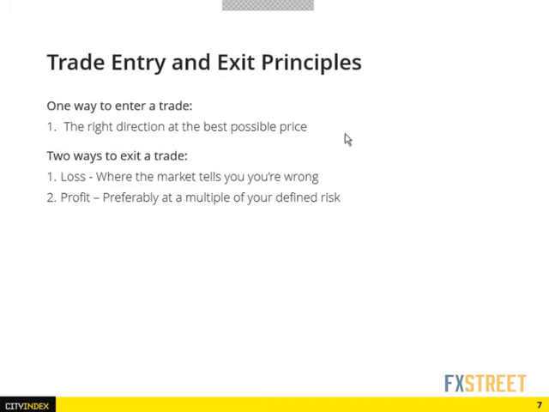Okay, two ways to exit a trade. One way is at a loss. You have to be able to accept your losses, and that's where the market's telling you you're wrong. So let's say, for example, on euro dollar, there's a rally in the market, like we've seen. A pullback to the upside, at least on the daily chart, the longer term chart, and then it starts going down. We play to the downside. We play a breakdown. Okay, so we're going short. Now, where's the market telling us we're wrong?